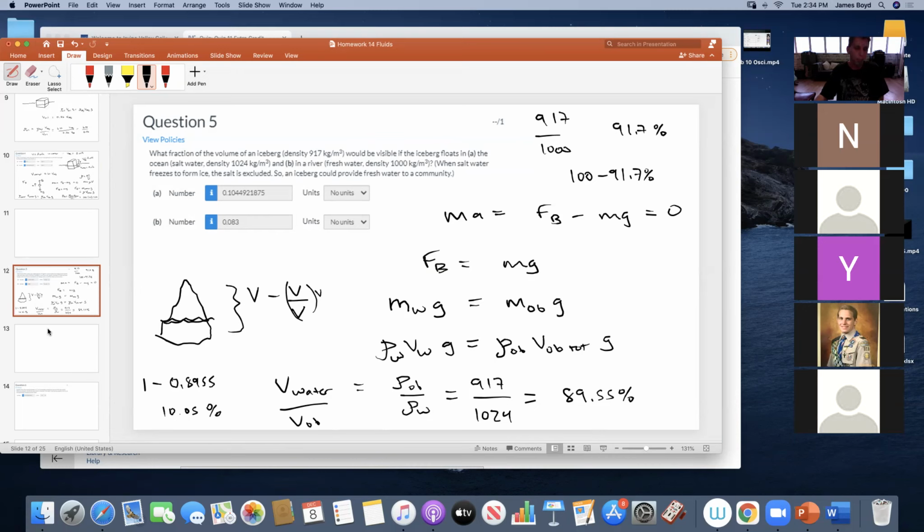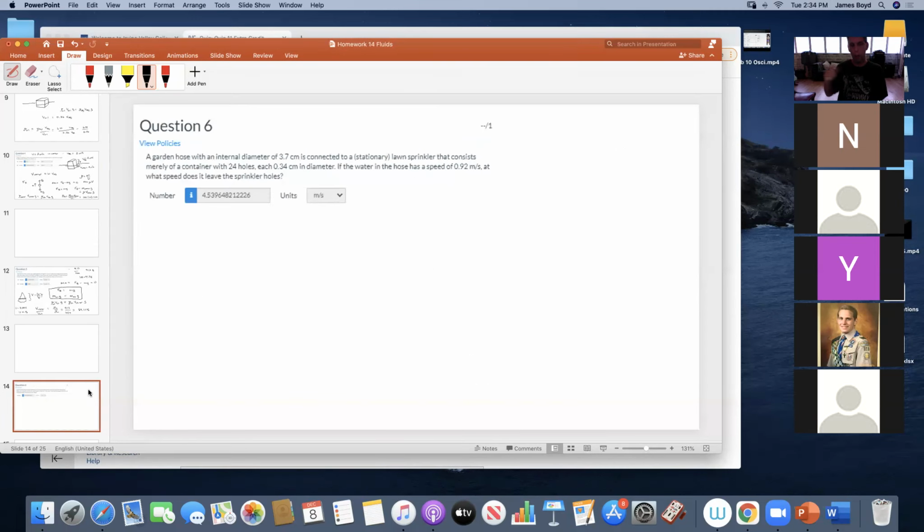Not too hard. It's really just making sure that you understand that this is Archimedes' buoyancy equation for static buoyancy, when the object's not rising or falling. We'll have one that actually does have an acceleration on the practice final that I'll talk about.